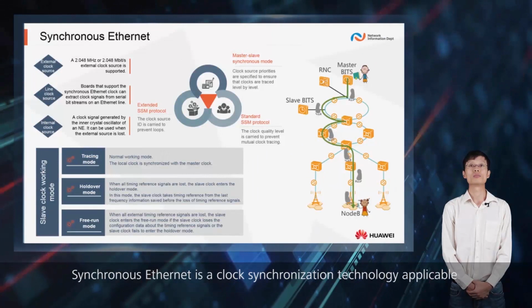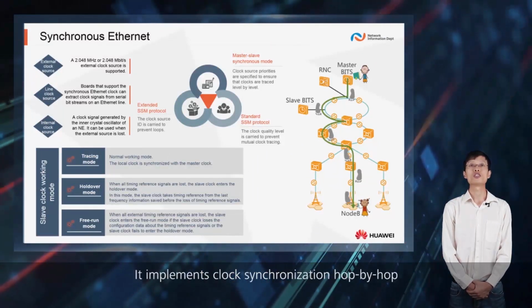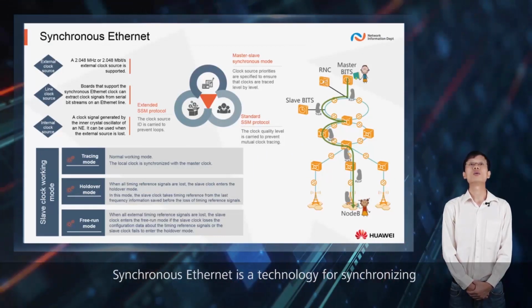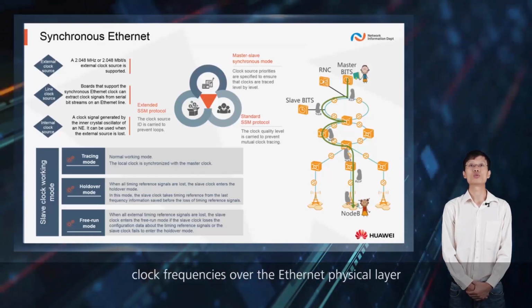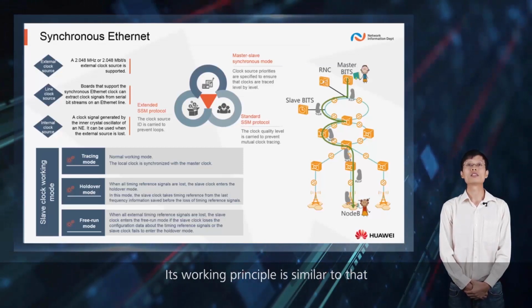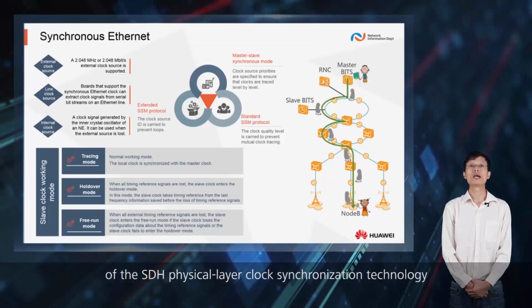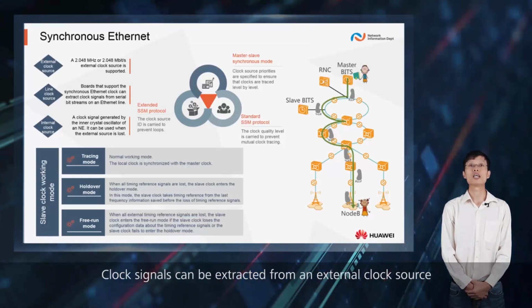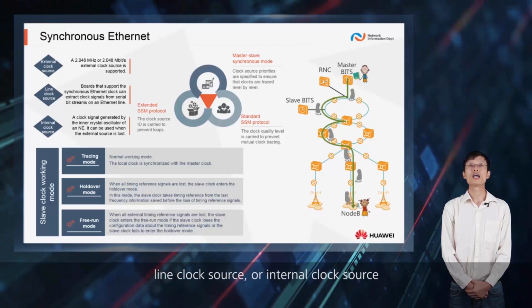Synchronous Ethernet is a clock synchronization technology applicable to packet networks. It implements clock synchronization hop by hop. Synchronous Ethernet is a technology for synchronizing clock frequencies over the Ethernet physical layer. It extracts clock signals from serial bit streams on an Ethernet line. Its working principle is similar to that of the SDH physical layer clock synchronization technology. Clock signals can be extracted from an external clock source, line clock source, or internal clock source.